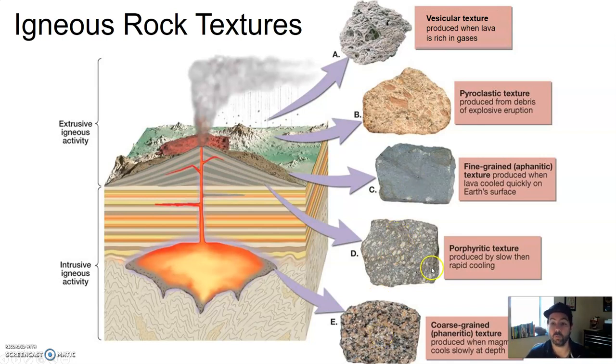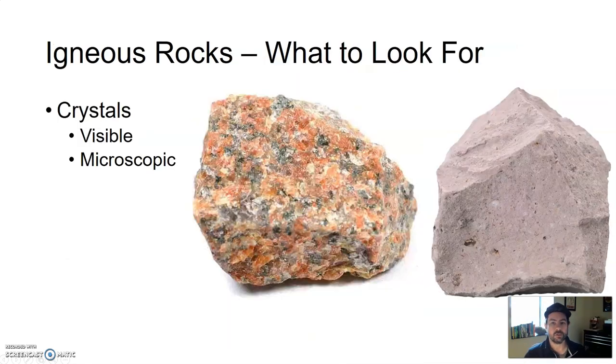That's called porphyritic. And then you have pyroclastic textures produced from debris of an explosive eruption. So a lot of material, as it rains down, it's so hot that it's pieces of this volcano that just exploded, but they're so hot they kind of weld themselves together, and that creates a pyroclastic texture. So again, with igneous rocks, what are we looking for? We're looking for crystals, whether they're visible or not.